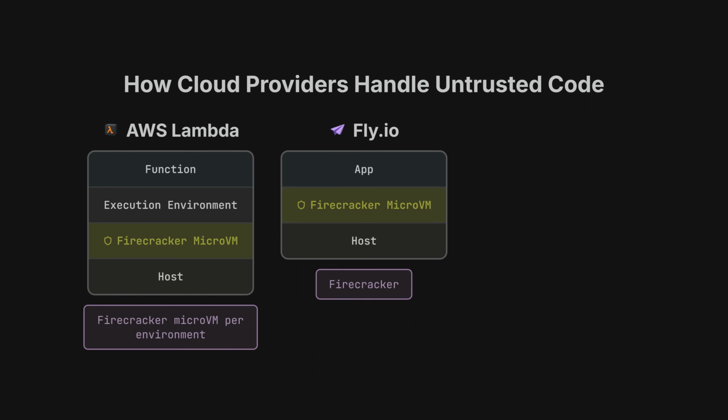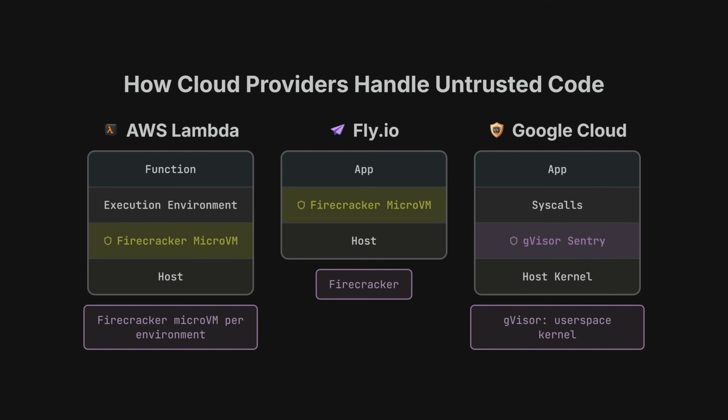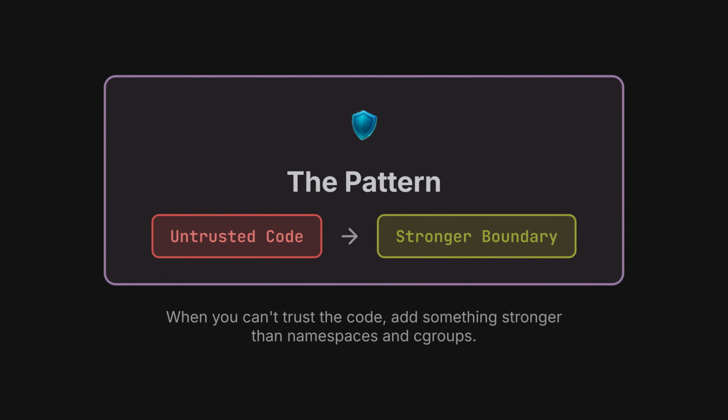Fly.io uses Firecracker too. Google Cloud uses gVisor, which implements an entire application kernel in user space, re-implementing Linux syscalls so they never reach the real host kernel. The pattern: when you can't trust the code, you add something stronger than namespaces and cgroups.